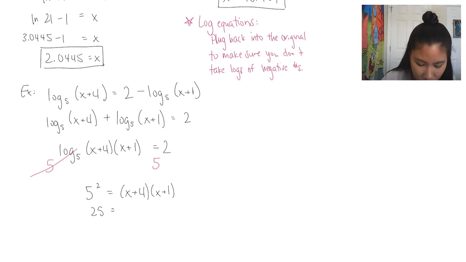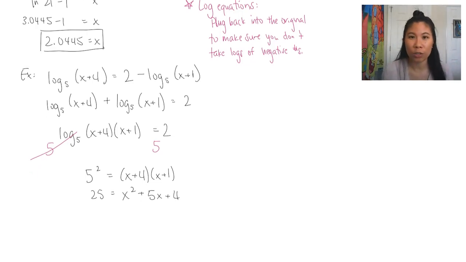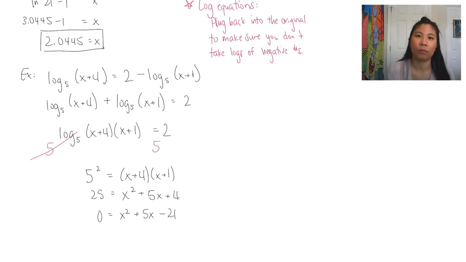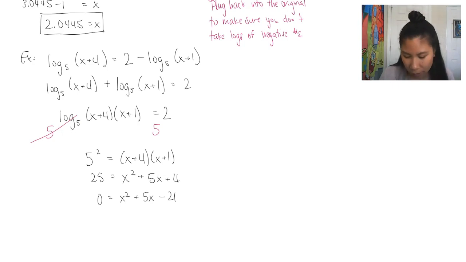5 squared is really just 25, and then I'm going to FOIL out my x plus 4 and x plus 1 to get x squared plus 5x plus 4. From here, this is just a quadratic equation. I'm going to solve for x by setting it equal to 0, and then either factoring or using the quadratic formula. But I think this one doesn't factor. So let's use quadratic formula.